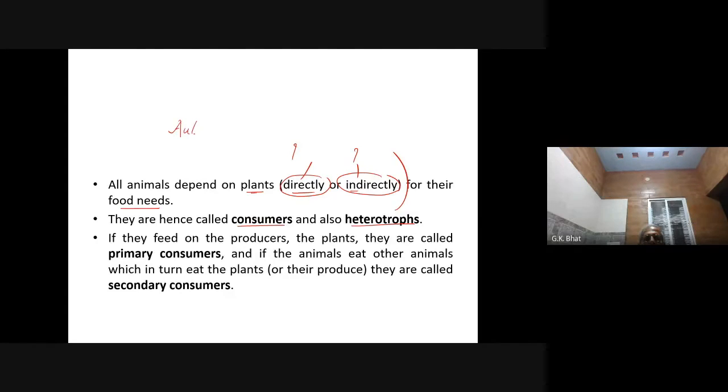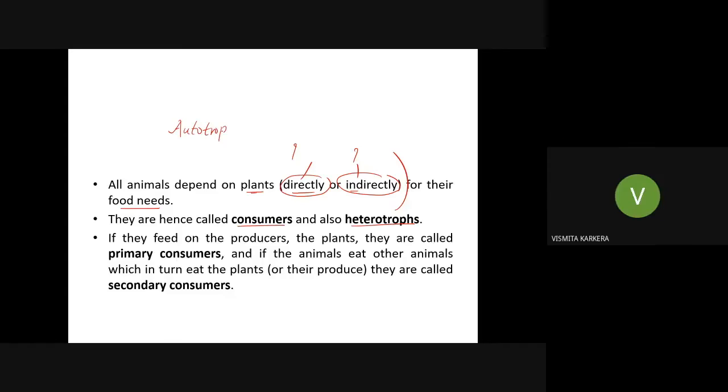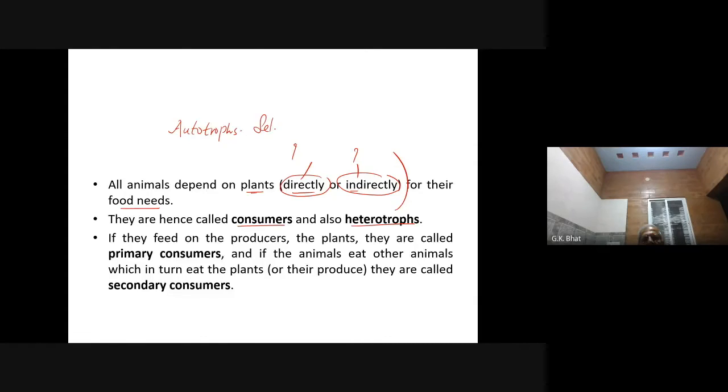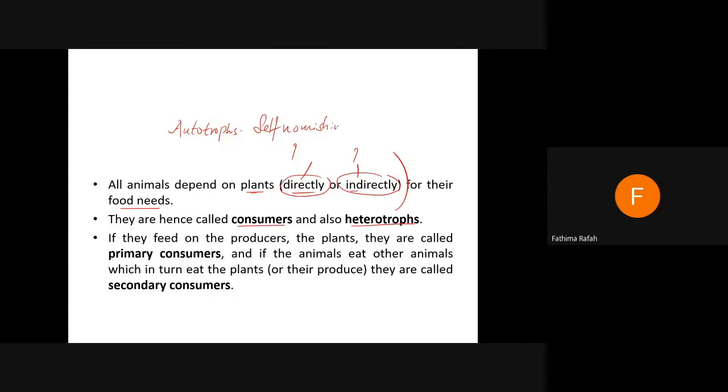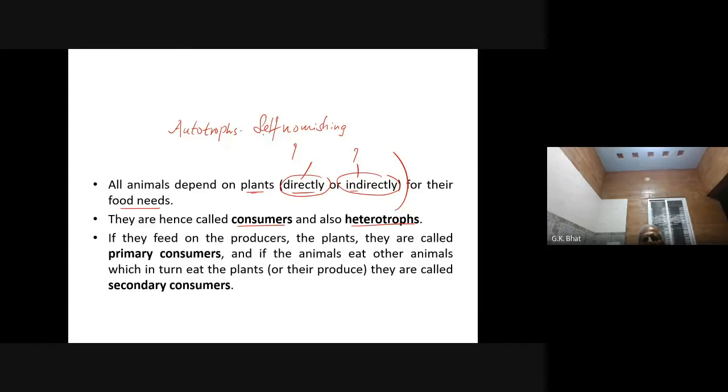What is meant by autotrophs? The organisms that prepare their own food. One word: producers. Autotrophs are self-nourishing. Heterotrophs, I did tell on the other day, autotrophs are the organisms which nourish themselves.